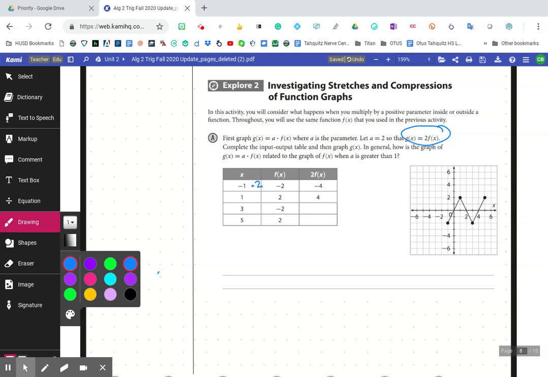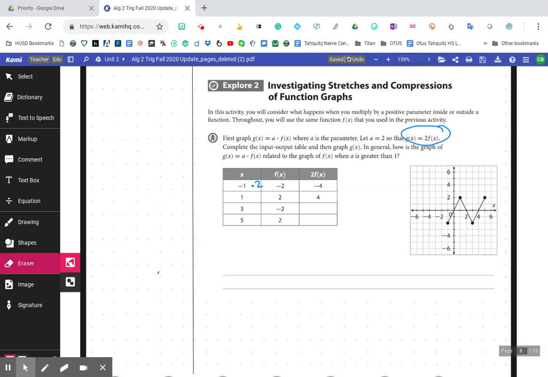So when I multiply -1 by 2, I get, I'm sorry, I didn't mean to do that. Not that, erase, okay. I need to multiply the output, not the input, by 2. So when I multiply this output by 2, I get -4. When I multiply that one by 2, I get 4. When I multiply this one, I get -4. And when I multiply that one, I get 4.